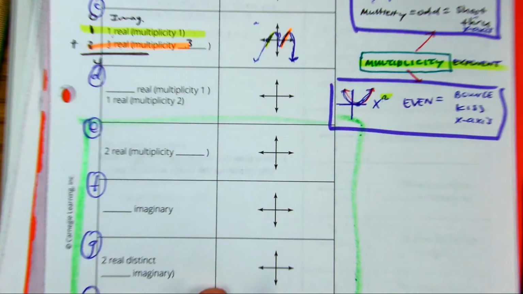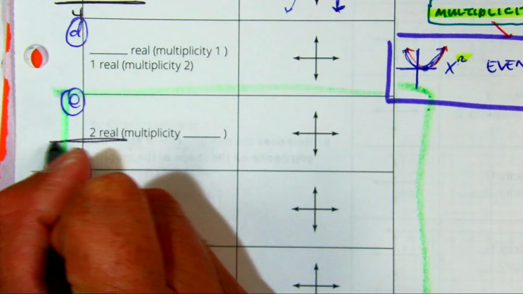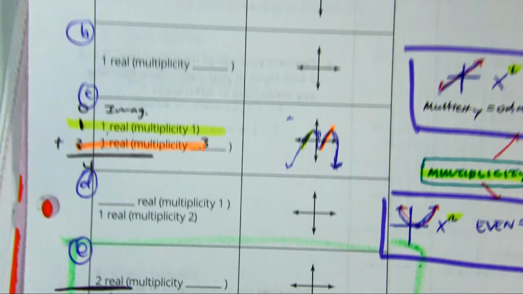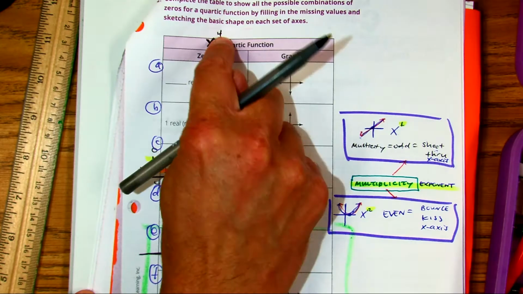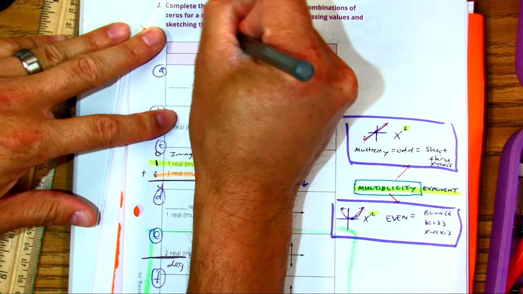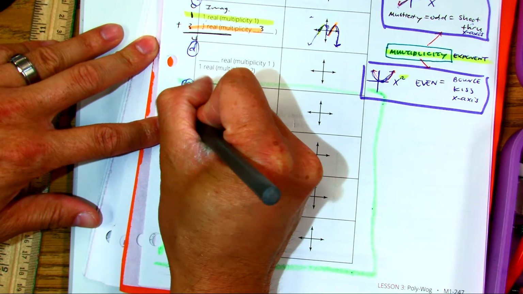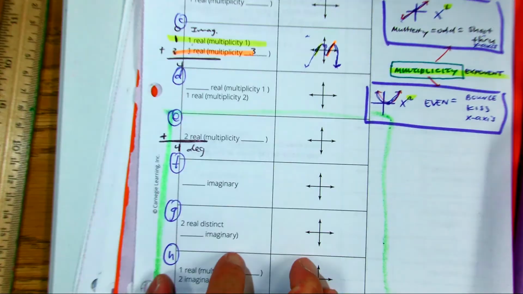Alright, letter E. Yesterday we learned that the degree of the polynomial is, what's our degree, class? 4. So let's put down here 4. We learned to do this little math problem that the real plus the imaginary equals the degree of the polynomial, fourth degree polynomial.